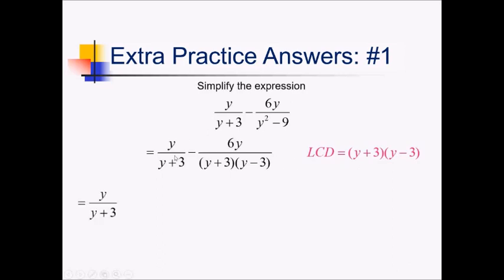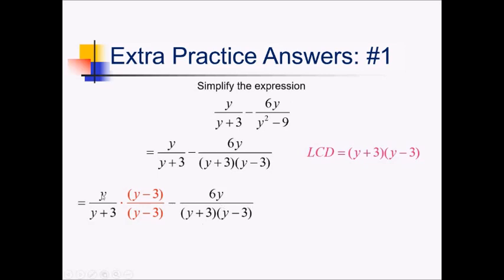For the first fraction, we've already got the y plus 3, but we see that we now need a y minus 3 as well. So multiply by y minus 3 over itself, and I'm doing it over itself, so we're just actually multiplying by 1, not changing the value. For this other fraction, which we're subtracting, well, we've already got the LCD down there, so that one's perfect. We're not going to change a thing.